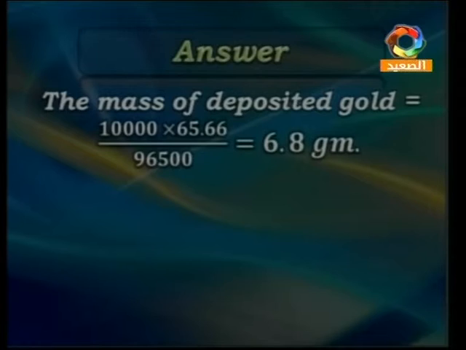Let's go to see the other step. The mass of deposited gold equals 10,000 coulomb times 65.66 divided by 96,500. This 65.66 comes out from the equivalent mass of gold, and we have 10,000. So here this is the 6.8 gram.